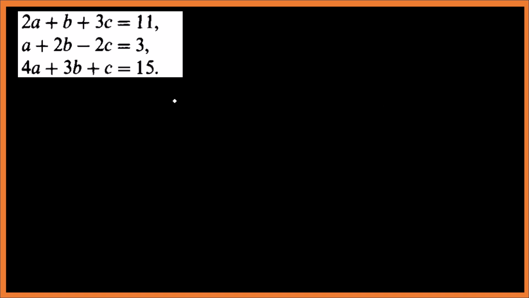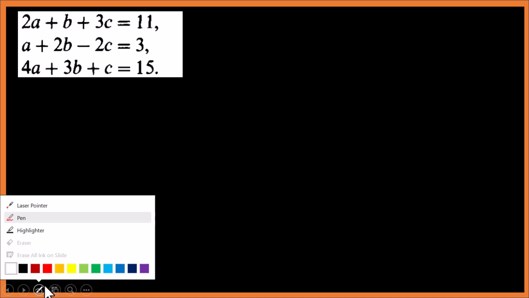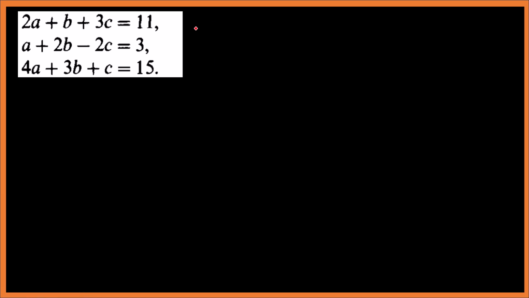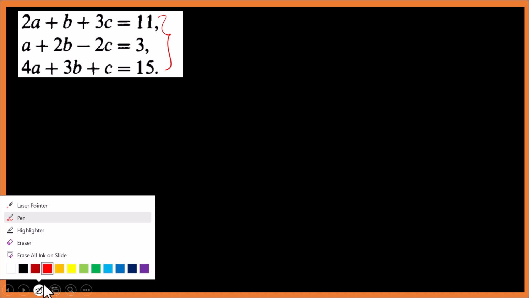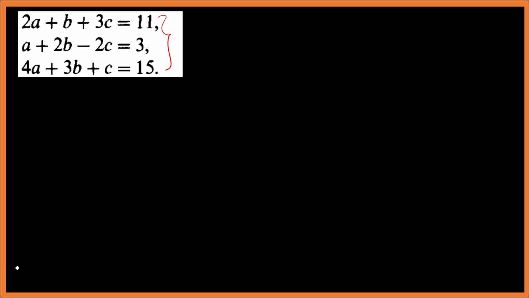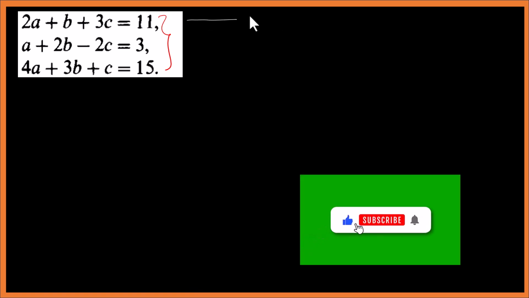Alright, so let's solve this system of equations together. We are given 2a plus b plus 3c equals 11. And we have a plus 2b minus 2c equals 3. And then the last equation is 4a plus 3b plus c equals 15. Now let's label. The second one will be the second equation, and the third one will be the third equation.